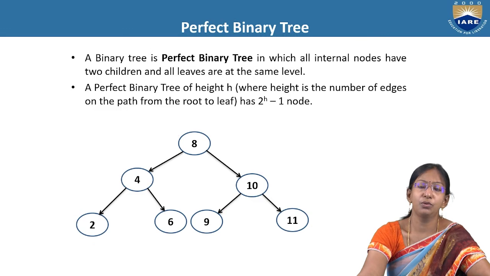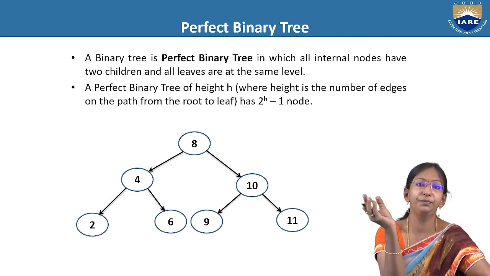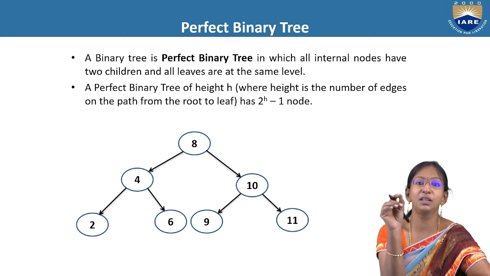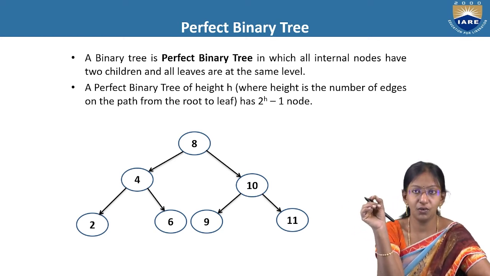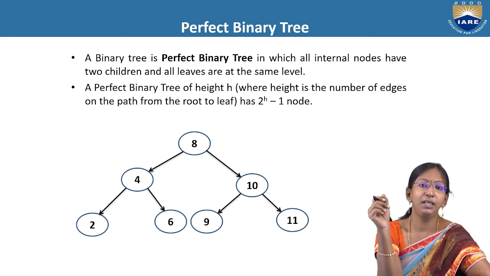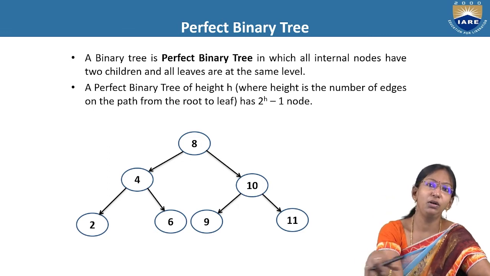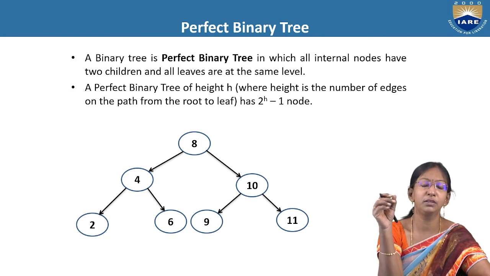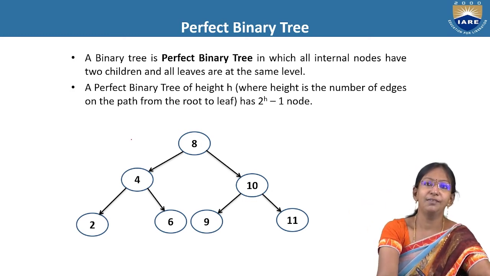Okay, let's go with the next one. What is a perfect binary tree? Guys, all these variants are binary trees with a hairline difference. So please keep that hairline difference in your mind. A binary tree is known as a perfect binary tree in which all internal nodes have 2 children and all leaves are at the same level. Right? So such a tree is known as perfect. It is perfect in all terms. Have a look at this one.